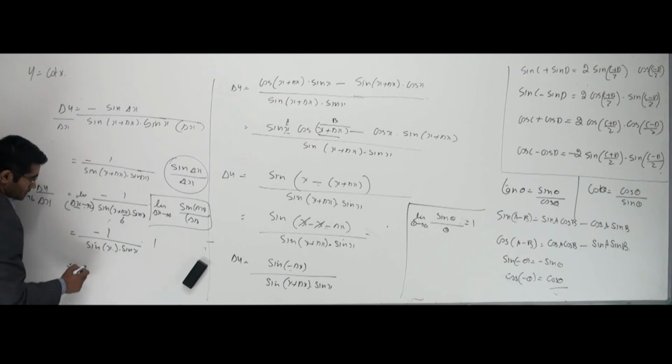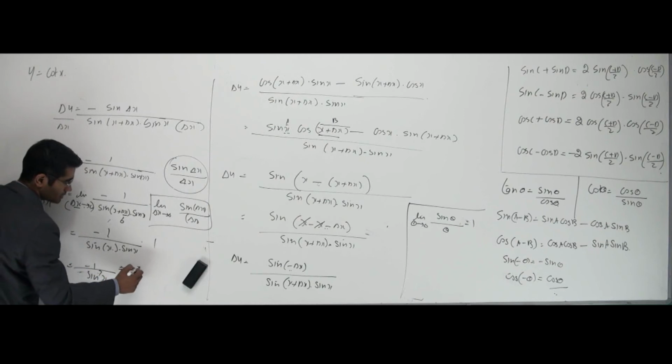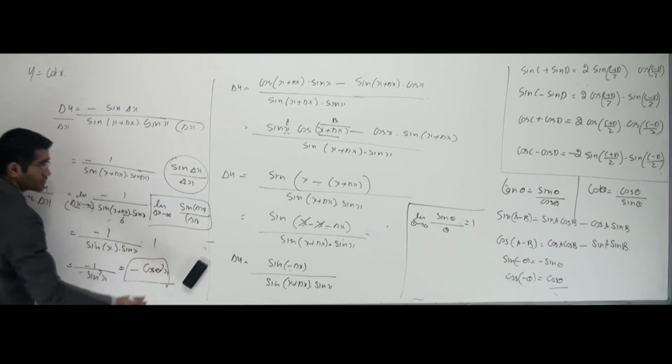So what about this? This is minus 1 by sine squared x. Sine x into sine x is sine squared x, and once sine squared goes up, it becomes minus cosecant squared x, and that's the answer for the differentiation of cot x.